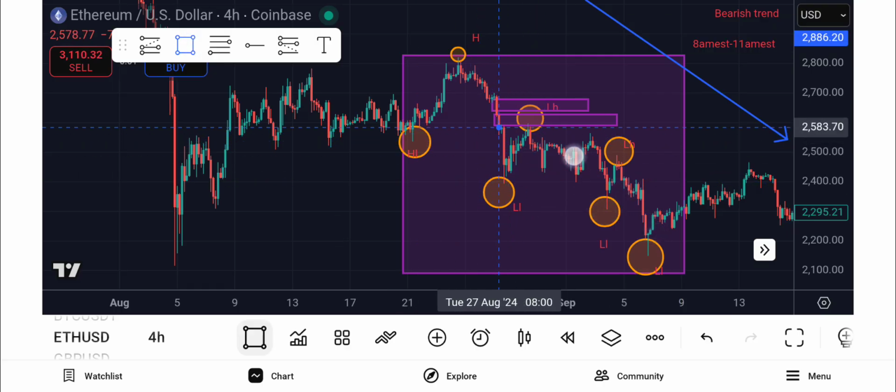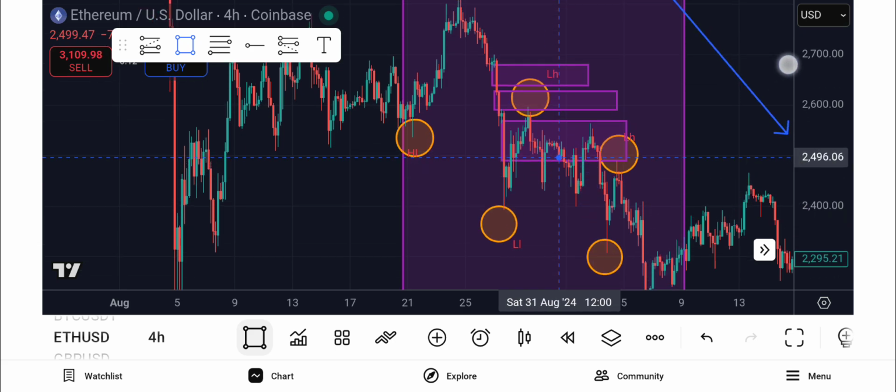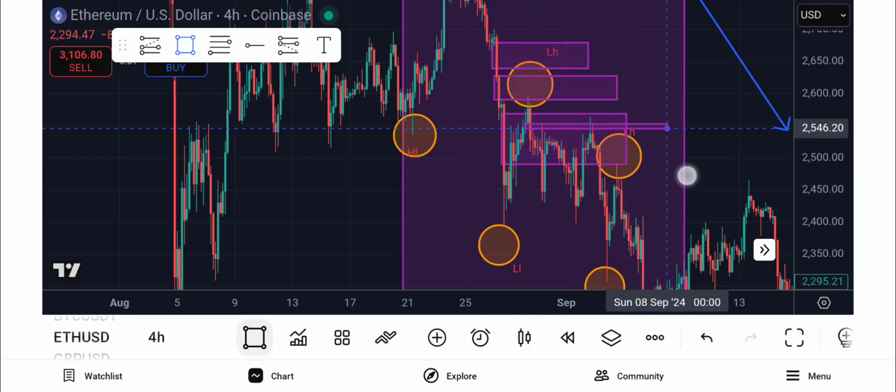You're just marking these things as fair value gaps. You know what I mean? You're just looking for fair value gaps. 1, 2, 3. This is another fair value gap. Pull it out using a rectangle tool. What other fair value gaps can we use? There's one here. 1, 2, 3. This little tiny one here. Stretch it out.